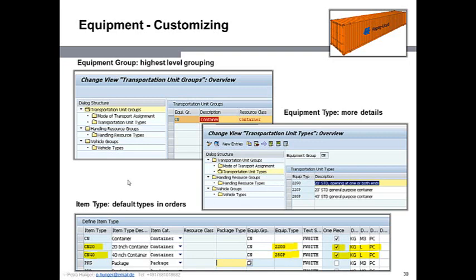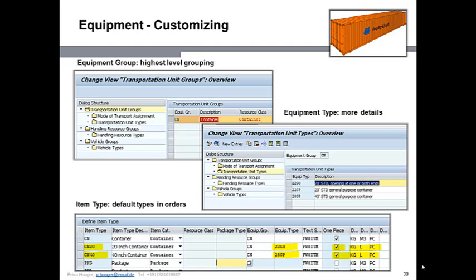So, in addition, in relation to this, the customizing that's interesting is the default types in the order. So you can have item type simply container, and then you can default the equipment group CN, container. Or you could also specify an item type in the forwarding order, which is CN20, and you could default 20-inch containers directly.